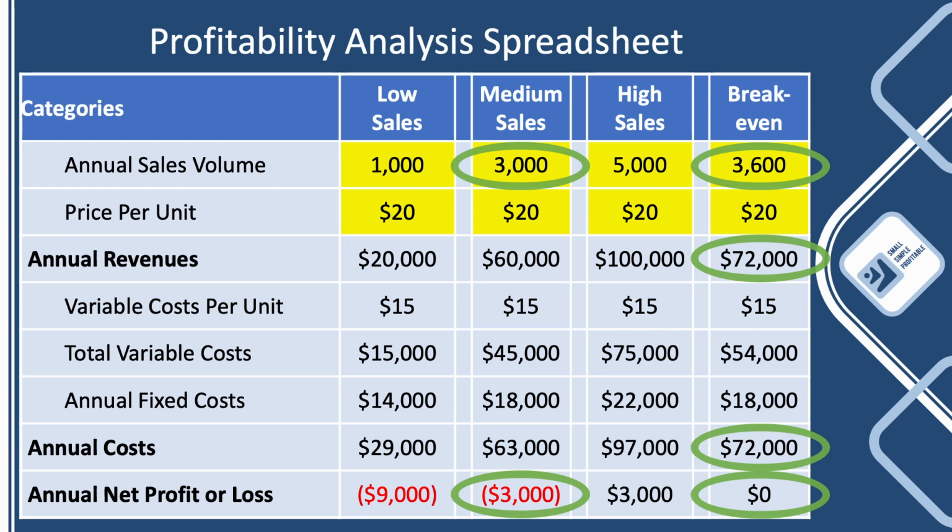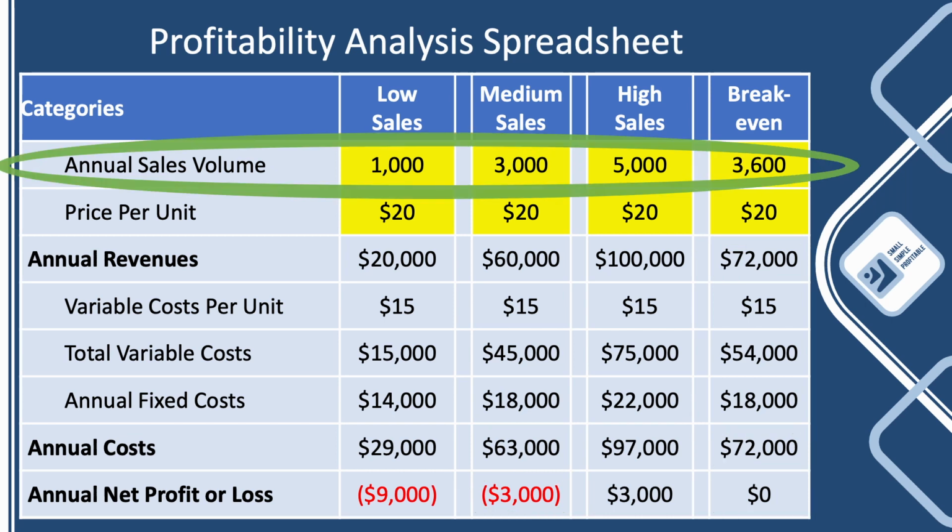Let's propose some ways to fix the problems in this profitability analysis. In this spreadsheet, there are two major factors affecting your annual revenue, which are your sales and your price per unit. There are also two major factors affecting your annual costs, which are your variable costs and your fixed costs. Let's look at each in turn, starting with your sales volumes.